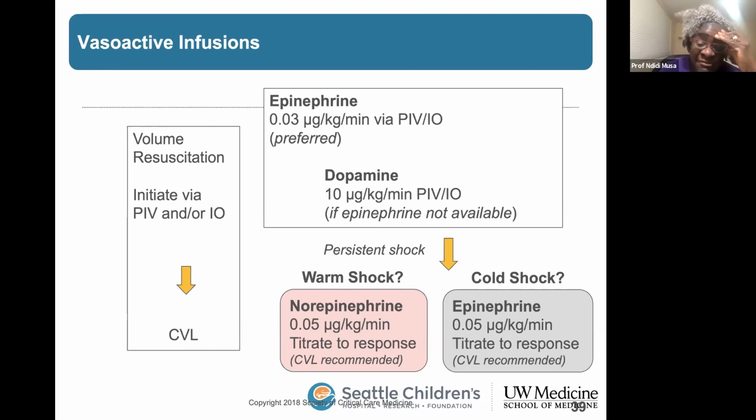You want to use epinephrine or adrenaline for patients with cold shock. You can use dopamine if that's all you had. For warm shock, use noradrenaline and titrate to response. And remember, if the patient is not responding to fluid, so it's refractory to fluid responsiveness, refractory to catecholamine responsiveness, then you have to start to think about hydrocortisone or adrenal insufficiency.